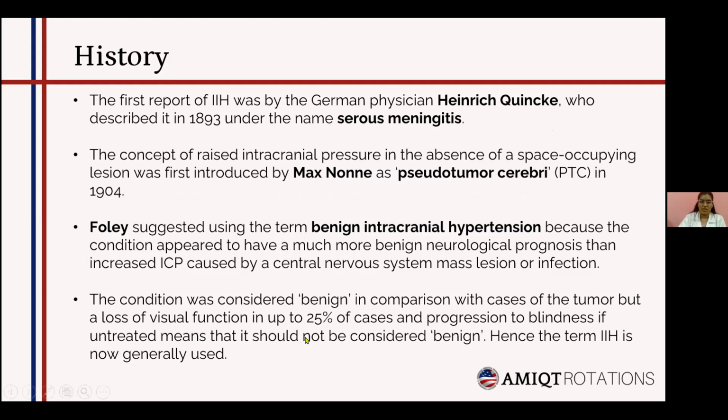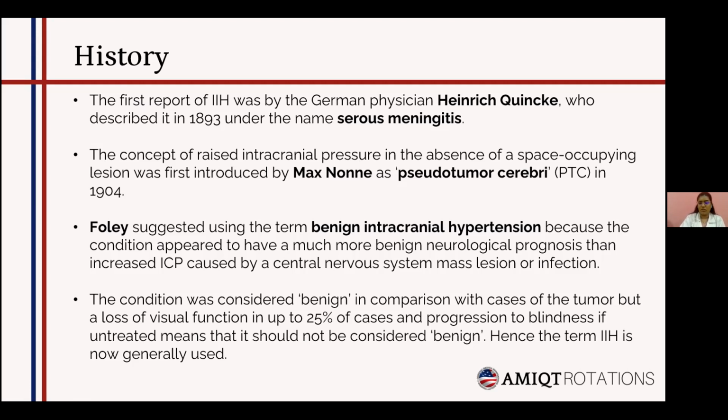So the first case of idiopathic intracranial hypertension was described by a German physician named Heinrich Quincke in 1893, and he named it serous meningitis. But the term pseudotumor cerebri was coined by Max Nonne in 1904, and he raised the concept of increased intracranial pressure in the absence of a space-occupying lesion.